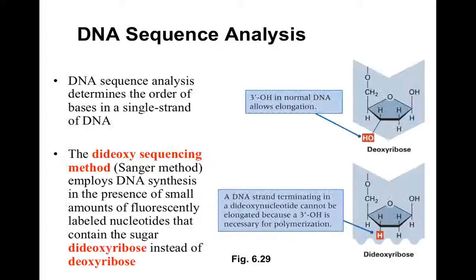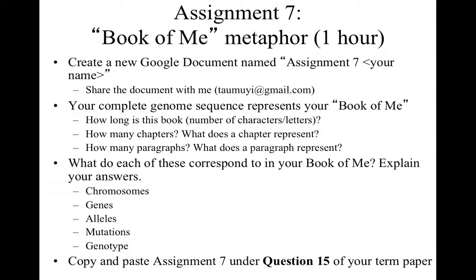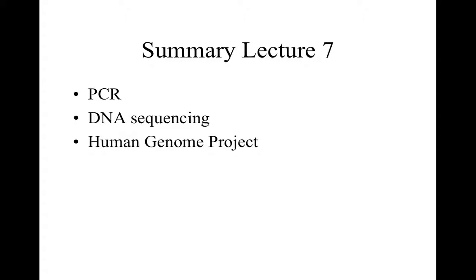In summary, PCR makes it possible to amplify a small amount of DNA to a much larger quantity that can be sequenced. DNA sequencing produces the DNA sequence of a region of DNA and is largely performed these days by automated machines. The Human Genome Project produced the first human genome sequence. Since then, the cost of sequencing human genomes has dropped precipitously from approximately $100 million to about $5,000 today. Once it reaches $1,000 or below, it will become feasible to sequence everyone's genome and produce a book of me for everybody.